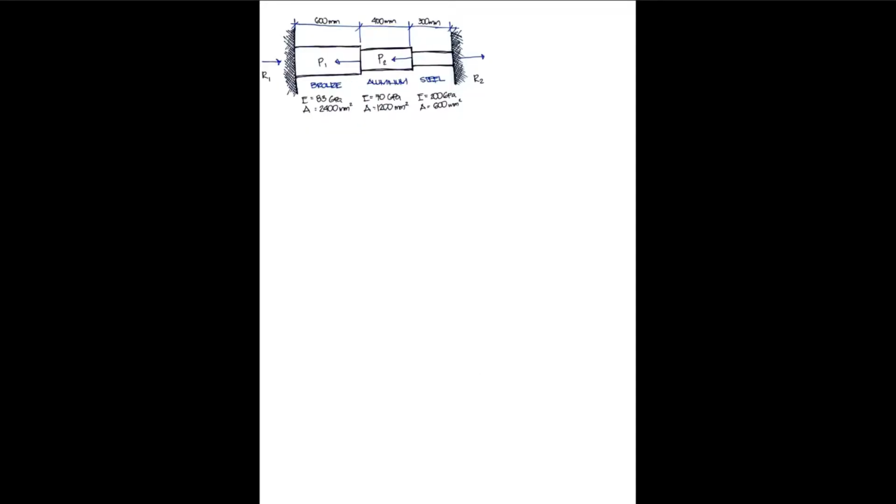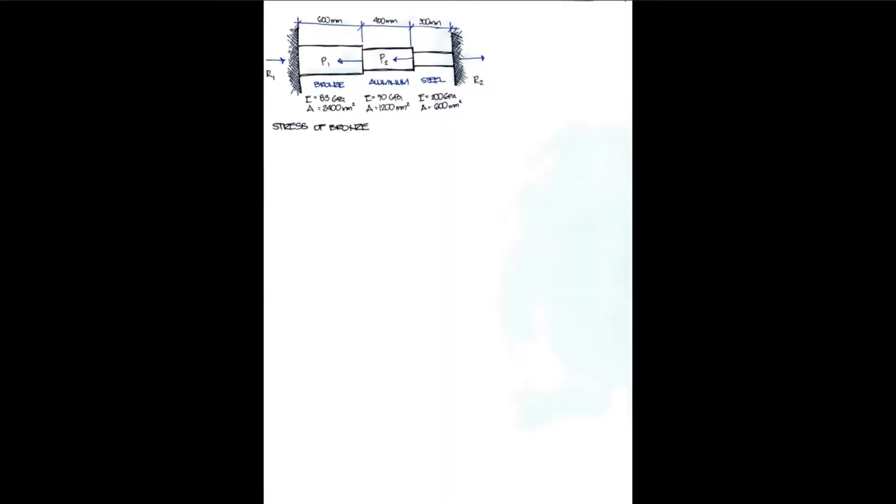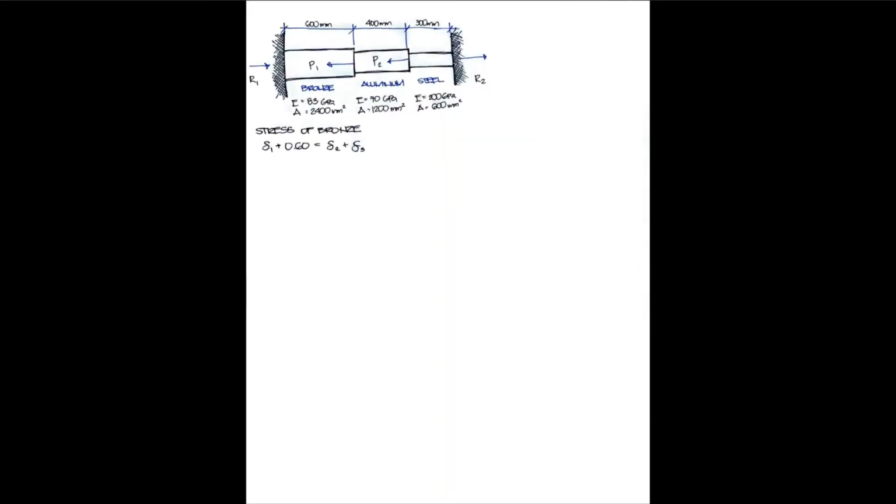So, for our problem for today, we have a rod composed of three segments shown, and it carries the actual load of force number 1, which is 120 kilonewtons, and force number 2, which is 50 kilonewtons. If the left wall yields 0.60 millimeters, determine the stress of bronze, the stress of steel, and the stress of aluminum. For stress of bronze, we have delta 1 plus 0.60 is equal to delta 2 plus delta 3.